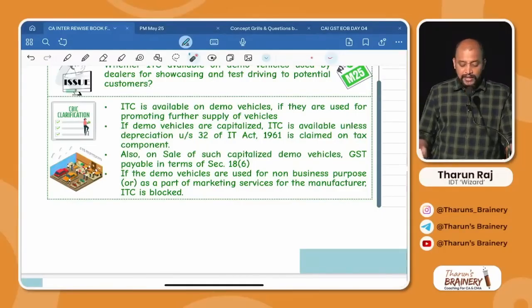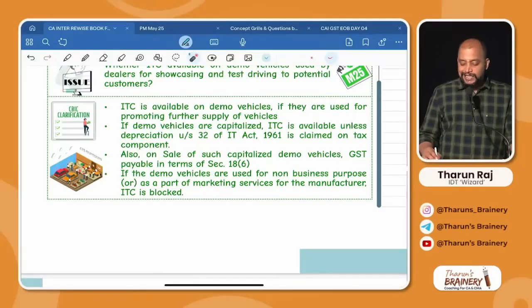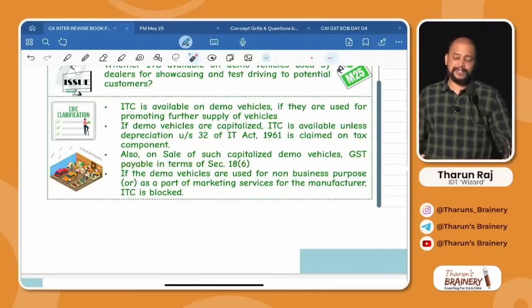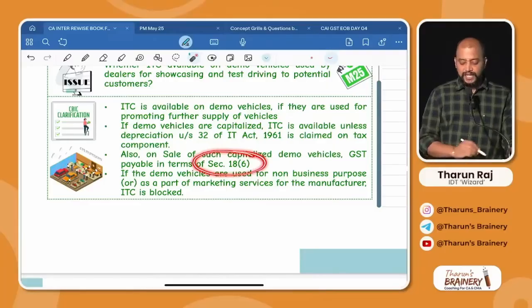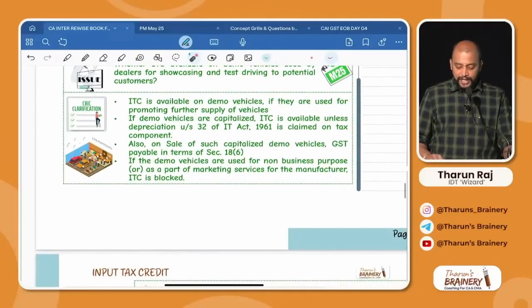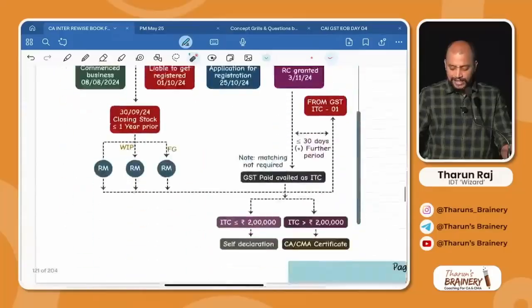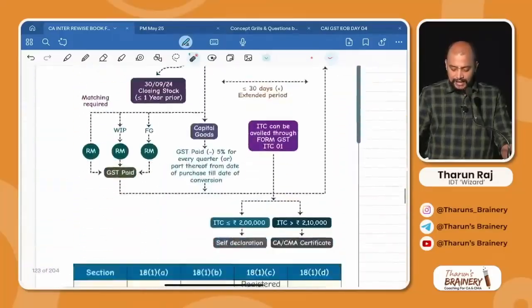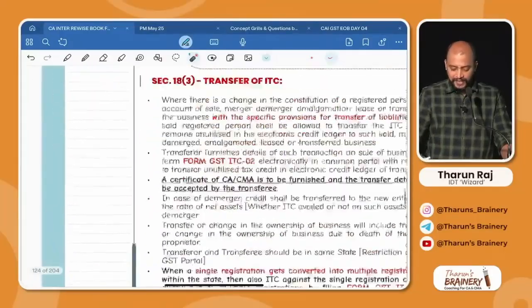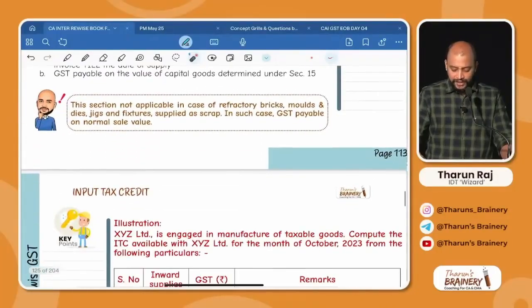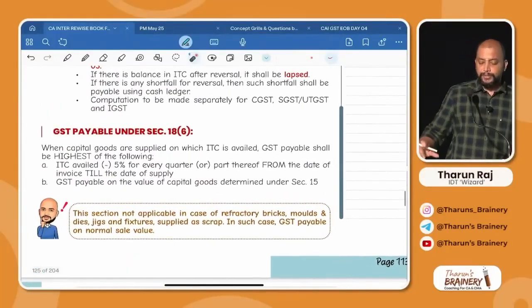Is it clear? Then also, on sale of such capitalized demo vehicles, GST is payable in terms of section 18 subsection 6. What is this 18 subsection 6? That information is there a few pages afterwards. You can see ITC in special cases, 18 subsection 6, page number 113. Page number 113.